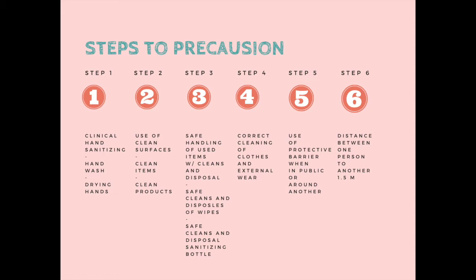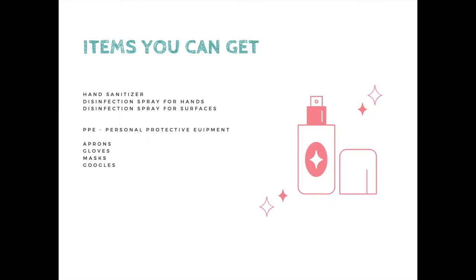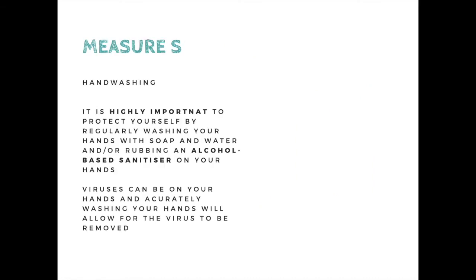Next, we are going to get a clear understanding of items you can actually get. Hand sanitizers, disinfecting spray for your hands, disinfecting spray for your surfaces, PPE, personal protective equipment such as apron, gloves, masks, goggles, or even sunglasses or your glasses. All these items would actually help in preventing cross-contamination and the control of COVID-19. Once we understand this, we have to understand each particular measure.